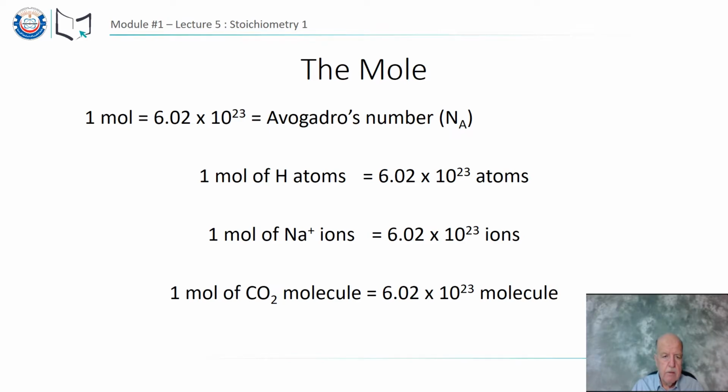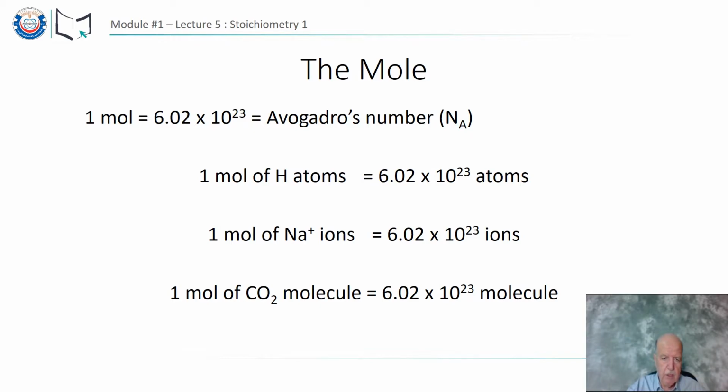1 mole equals Avogadro's number of particles. If it is an element, we say atoms. If it is a compound, we say molecules. If it's ions, we say ions. And it has a magic number, which is 6.02 multiplied by what? 10 to power 23. This is Avogadro's number.